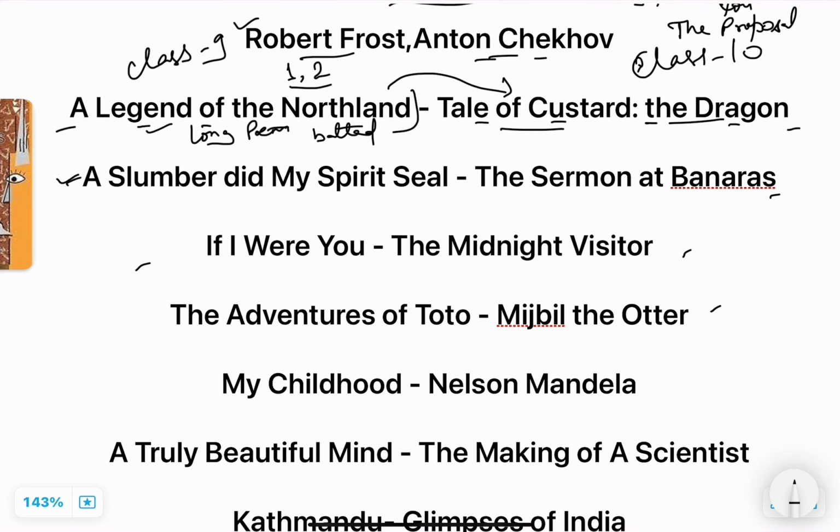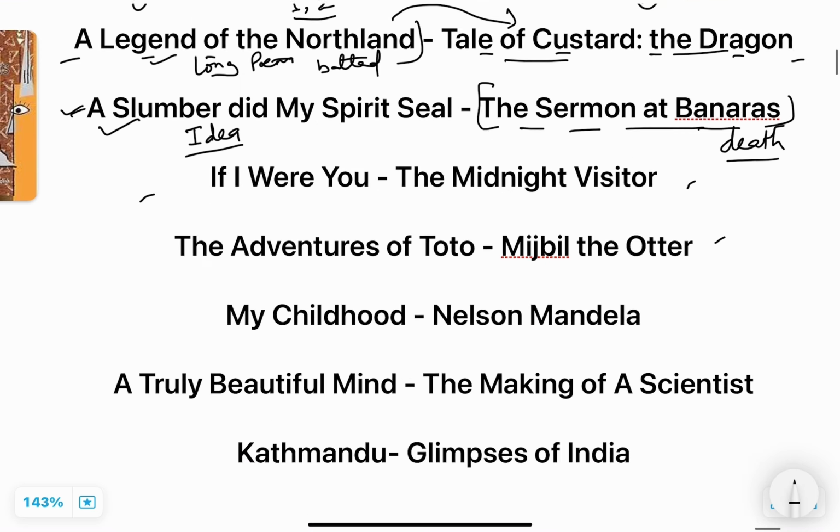Next, we read the poem A Slumber Did My Spirit Seal. Here, you are to recall the central idea of the poem. What was the central idea? That death is common to all, no one can escape death, and the poet has accepted death as the ultimate reality of life. So, in the chapter The Sermon at Banaras, which is about Mahatma Buddha's first sermon at Banaras, we shall read about the same concept, that is death, and how death is the ultimate reality of life.